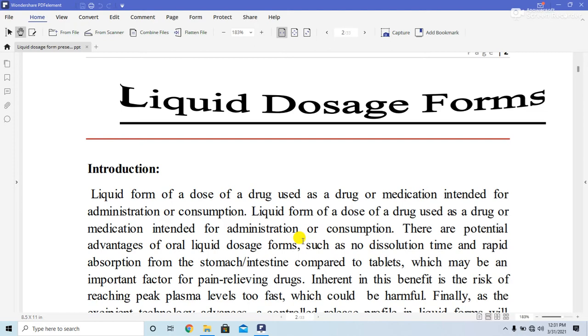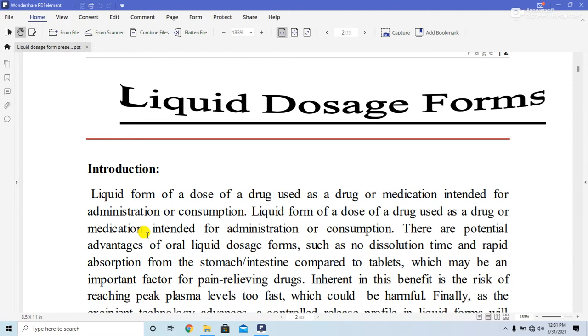This lecture is related to pharmaceutics, especially for B-Pharm students and for Pharm D students. So you should review all this lecture. Okay, so let's make a start: liquid dosage forms.